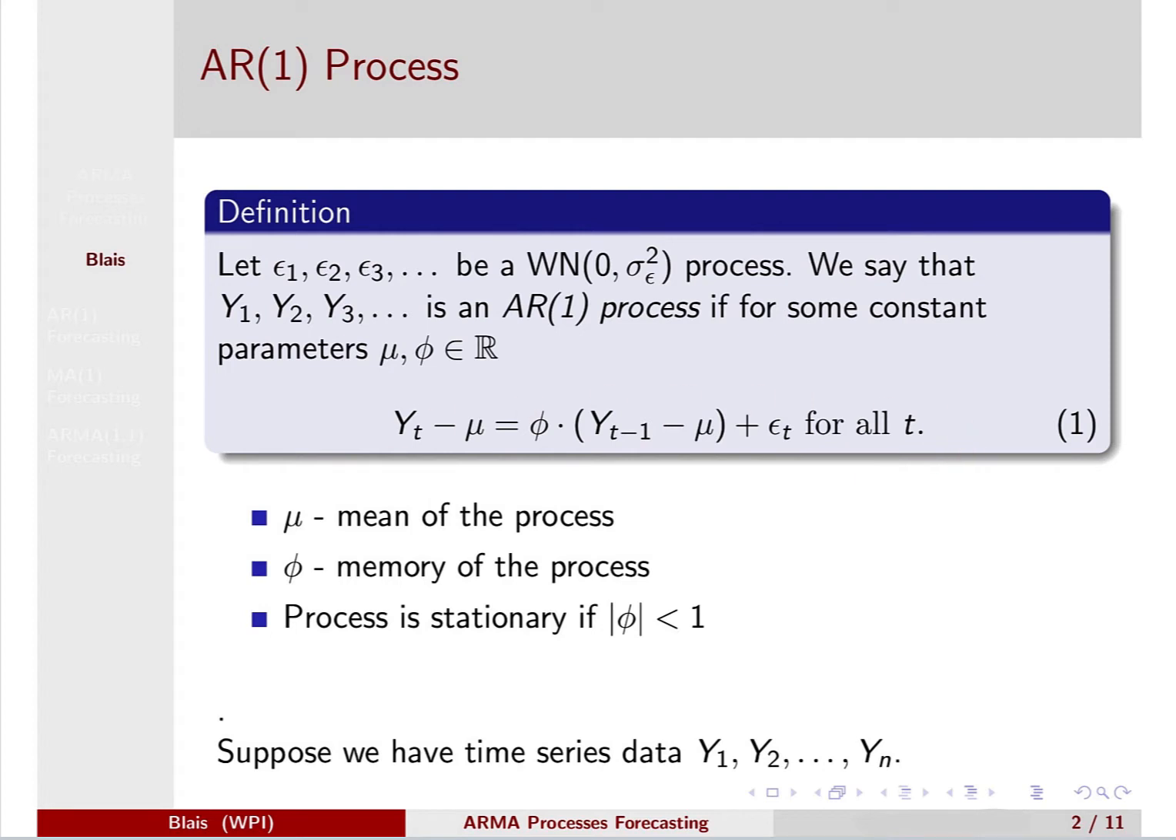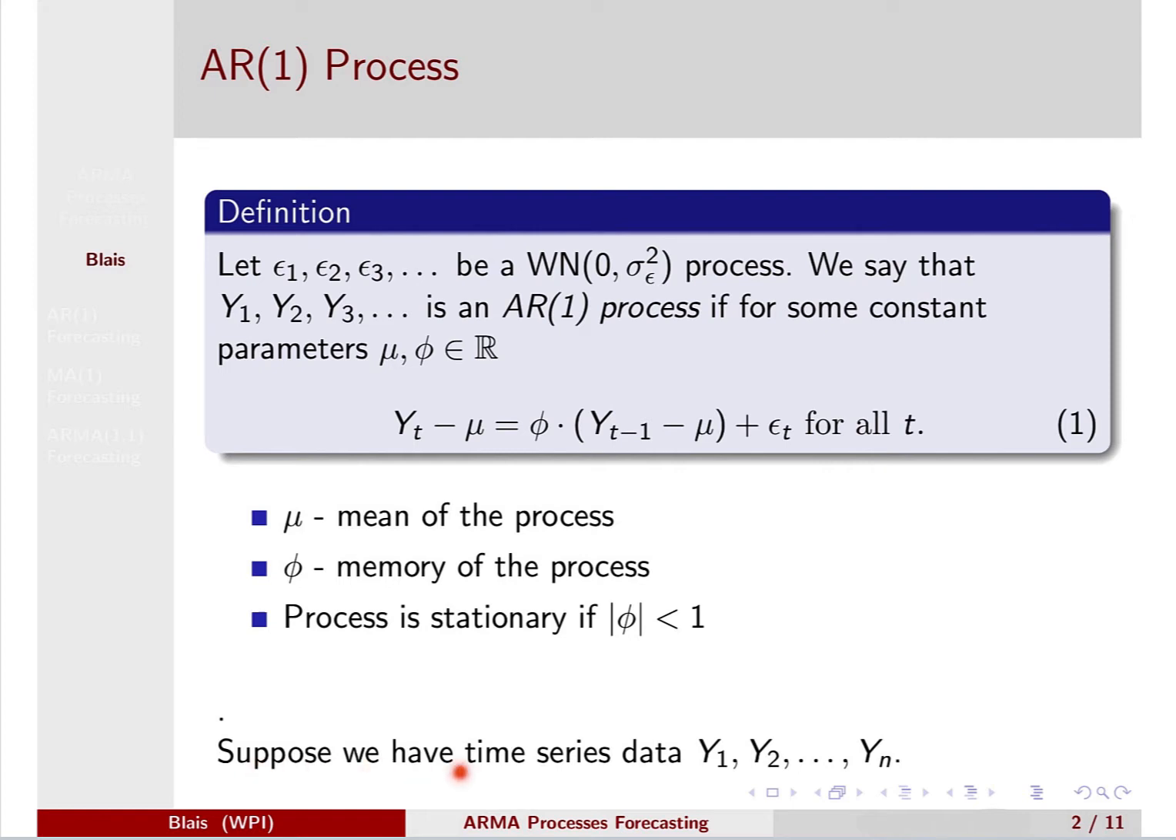We think intuitively of this as the way yt differs from its mean comes from a memory piece, of how it differed from its mean at the previous time step, plus a new noise term. The new noise term models new random information.